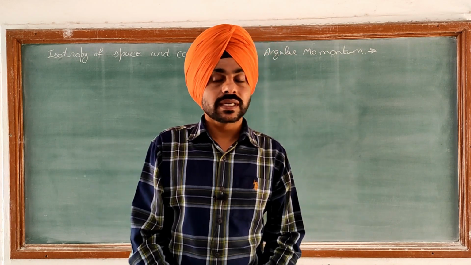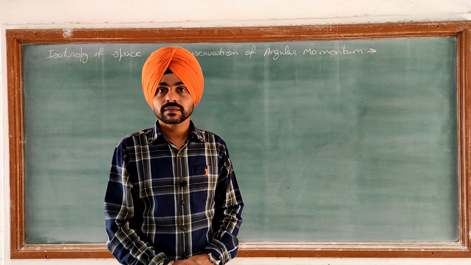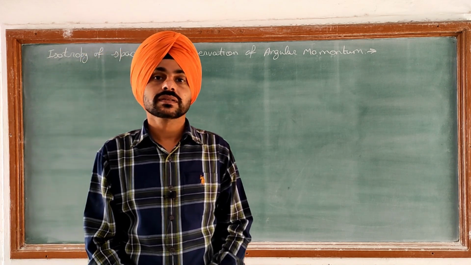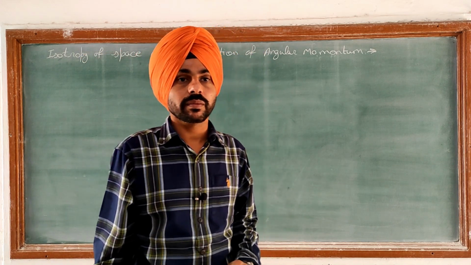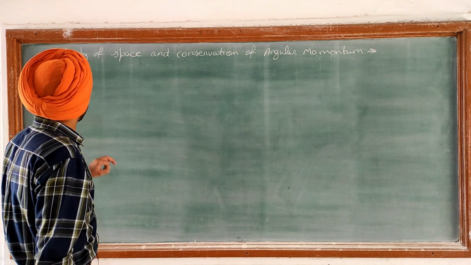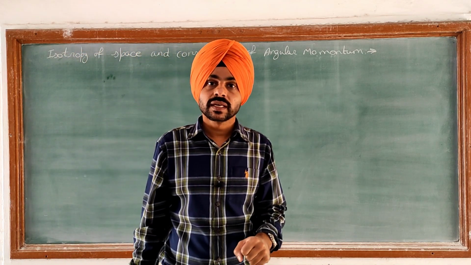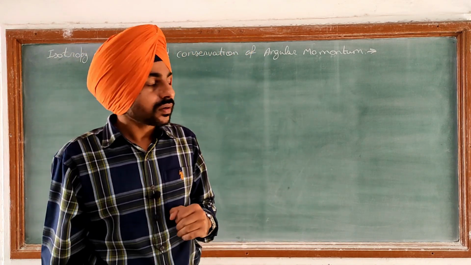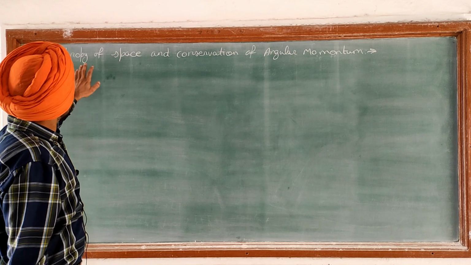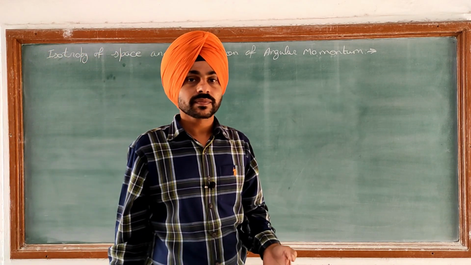As in a previous lecture we have learned about the homogeneity of space and the law of conservation of linear momentum. In a similar way, in this lecture we will learn about the isotropy of space and conservation of angular momentum. The meaning of isotropy of space is rotational invariance.